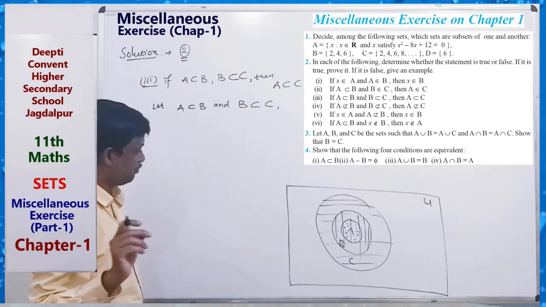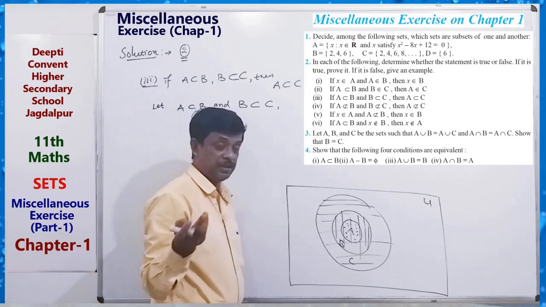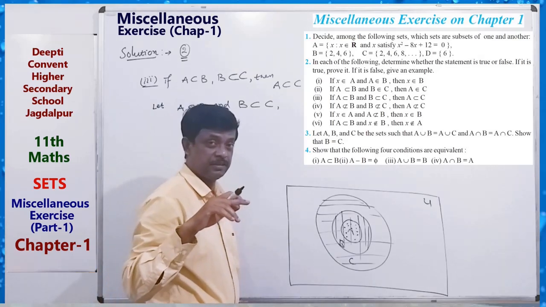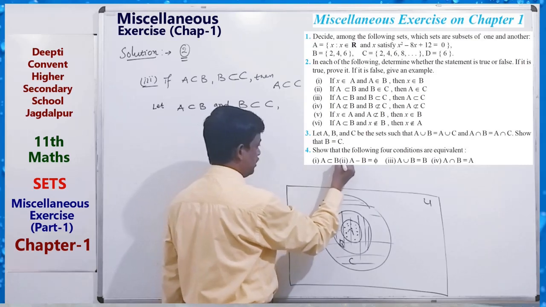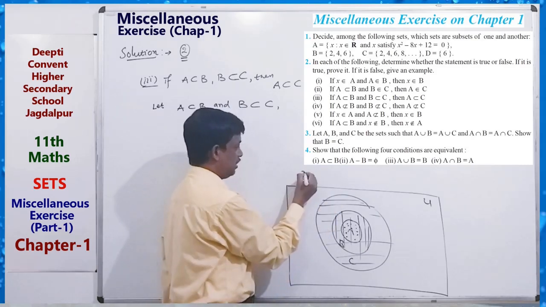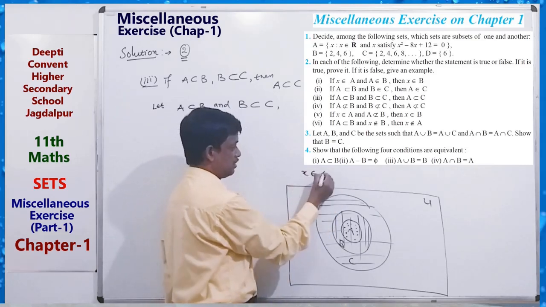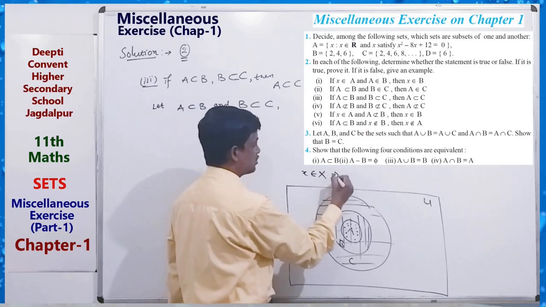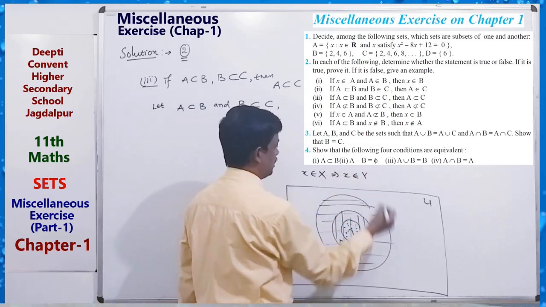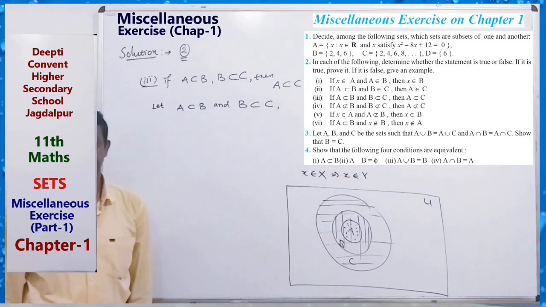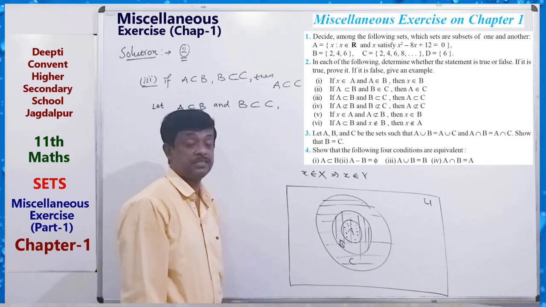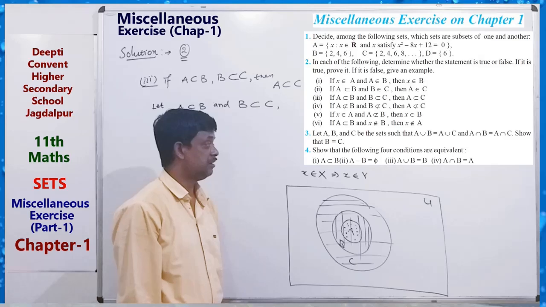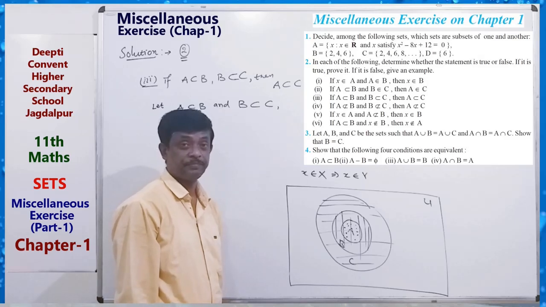One thing, remember that we know about the definition of subset. X subset Y means what? Every element of X also belongs to Y. Clear? And our equality of two sets, how can we define equality of two sets?